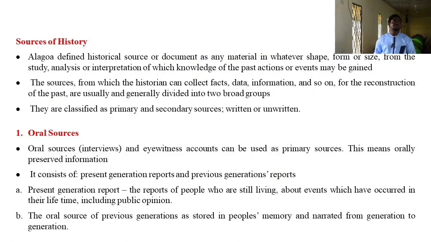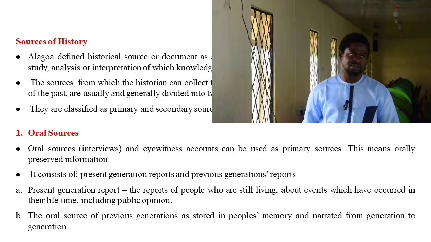of history. The sources of history are such areas where historians can collect facts, data, information, and so on for the reconstruction of the past, and are usually and generally divided into two broad groups. They are classified as primary and secondary sources, written or unwritten. We look at the oral sources.